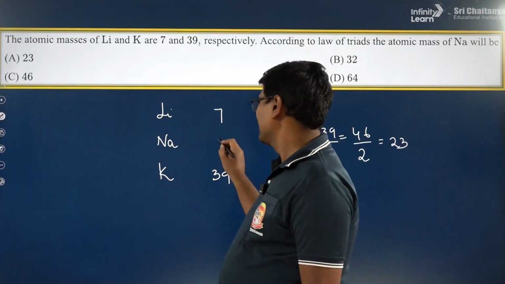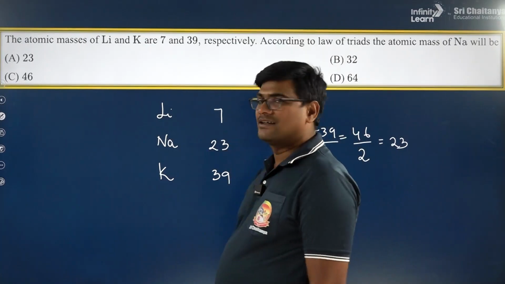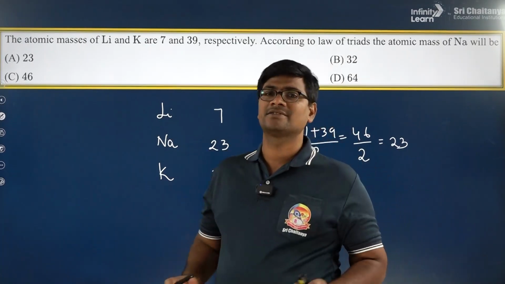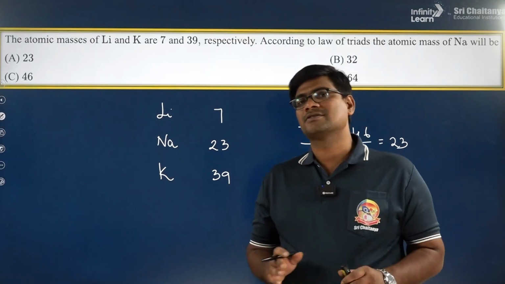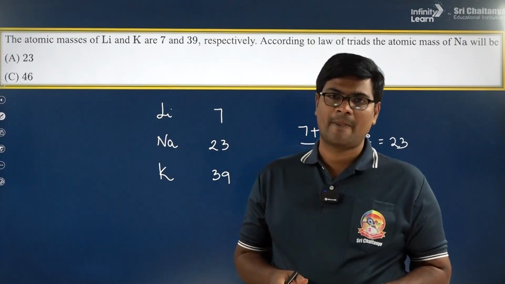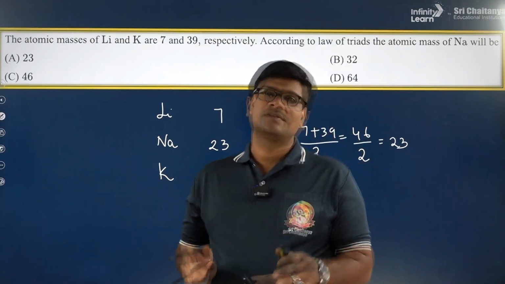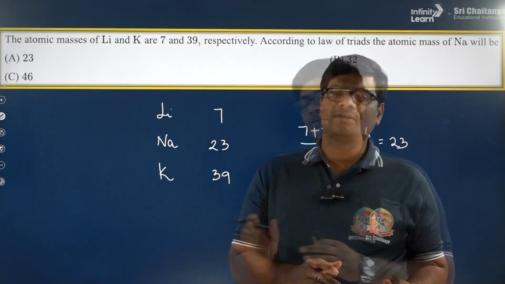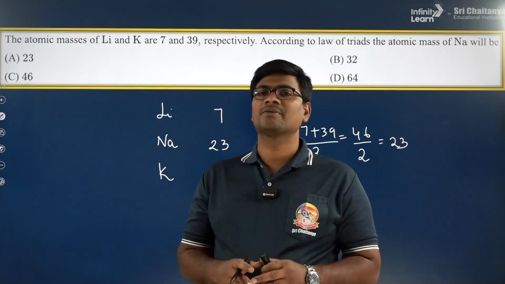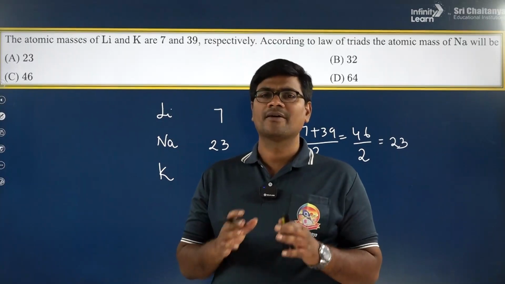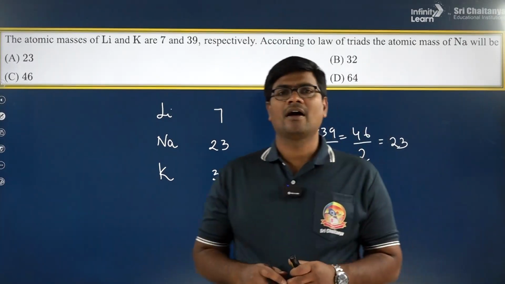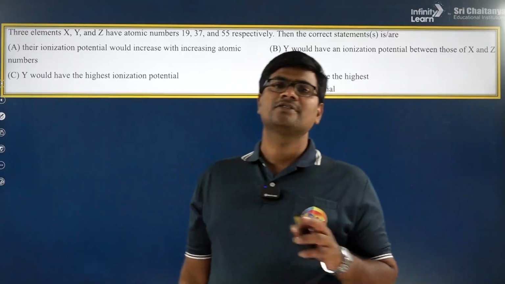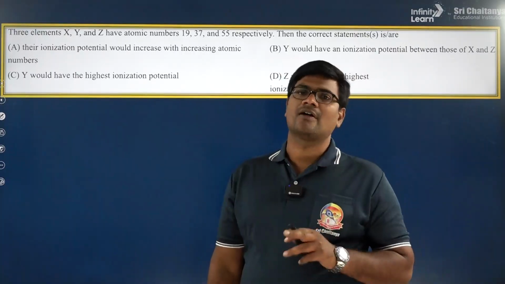So what is the atomic mass of sodium? Obviously 23. This proves that if you arrange some elements in the form of triads, there is a chance that the average properties of the first and third element can be similar to that of the second or middle element. Let's go for the next question. This question is also similar to the previous question, but the format is different.